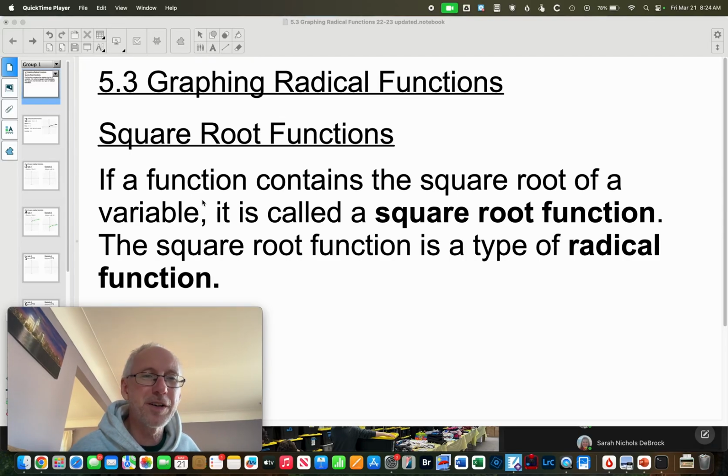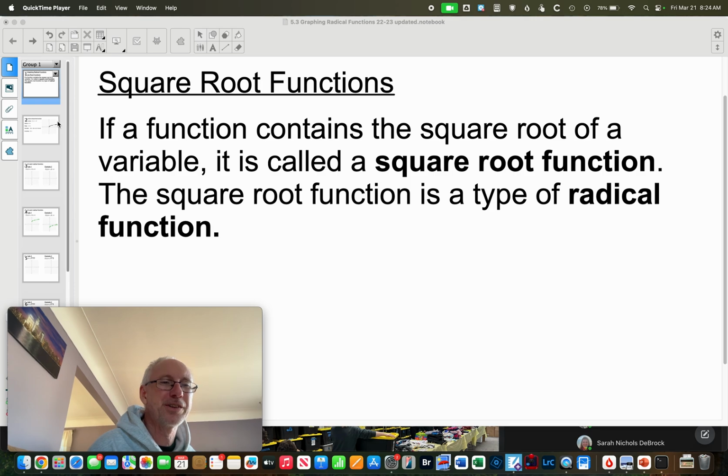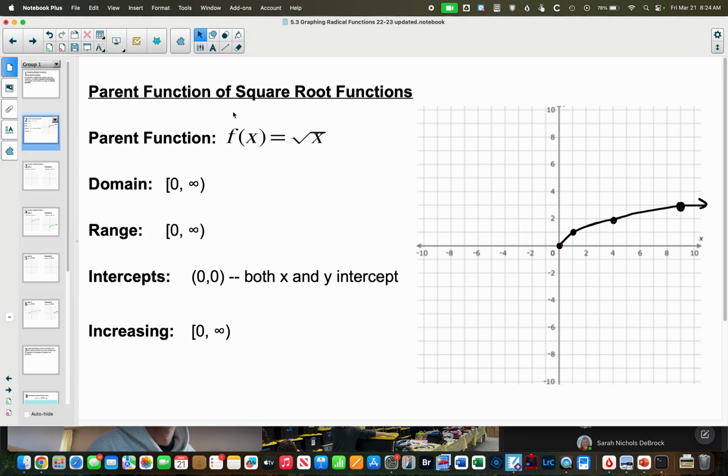Okay, we're going to look at 5.3, graphing radical functions, square root functions. If a function contains the square root of a variable, it's called a square root function. The square root function is a type of radical function. Alright, this is the parent function, f of x equals square root of x.